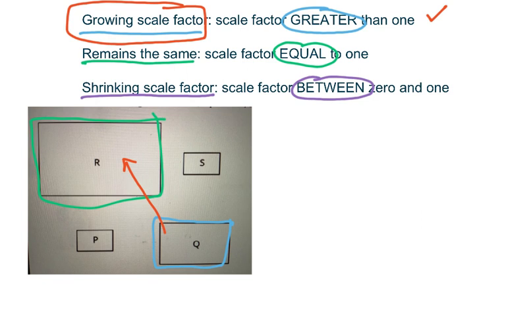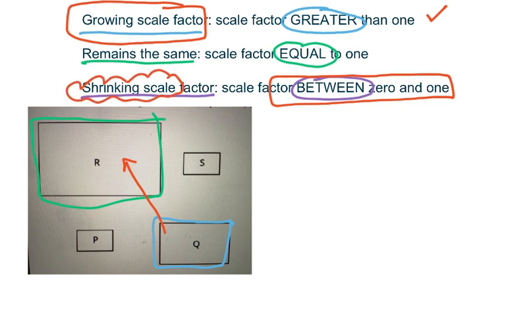Many of you picked a scale factor less than 1, or between 0 and 1. If we start at Q and we multiply by a scale factor that's less than 1, you're actually shrinking. And we don't want to shrink, we want to grow. You might have chosen this answer because you got confused about which direction you were going. Since you're starting with the smaller shape and going to the larger shape, you needed to use a growing scale factor, or a scale factor greater than 1.